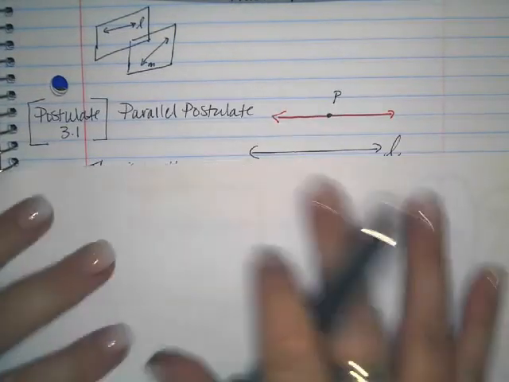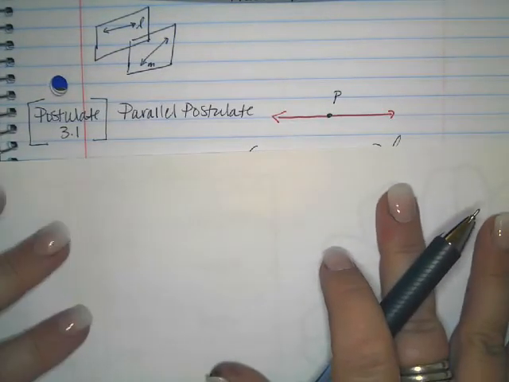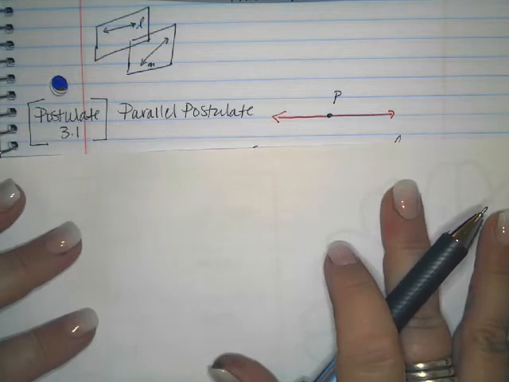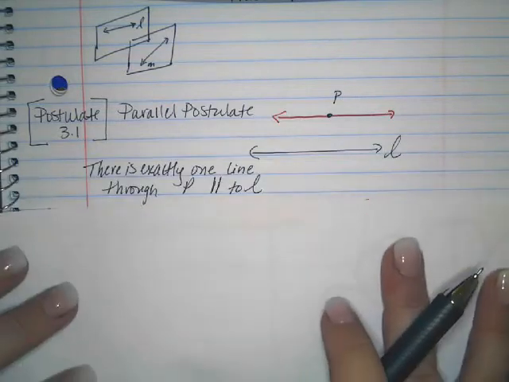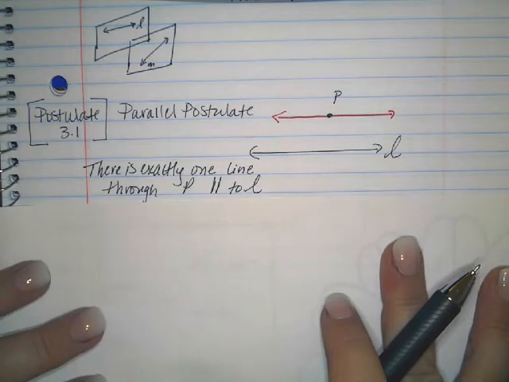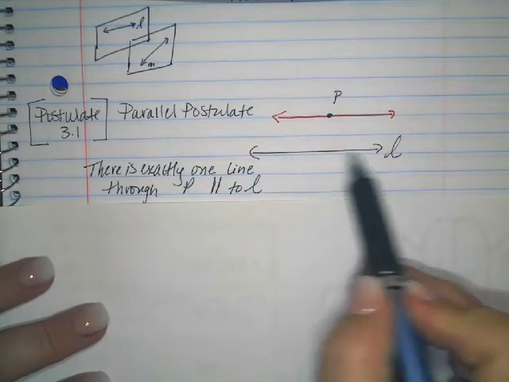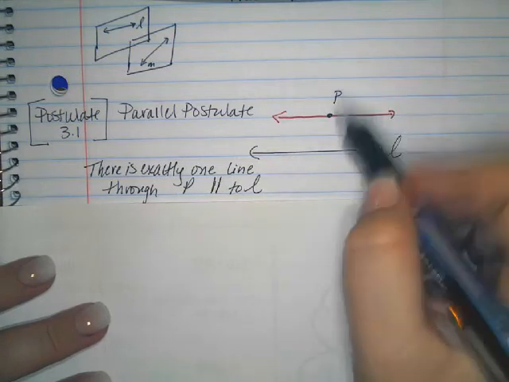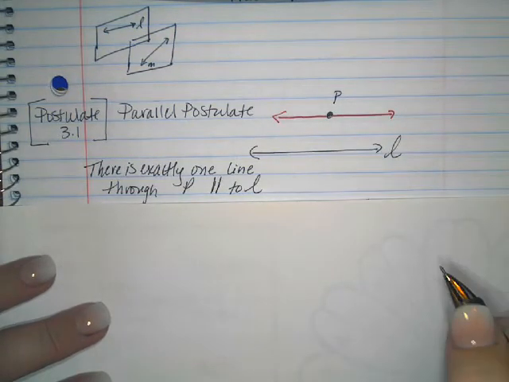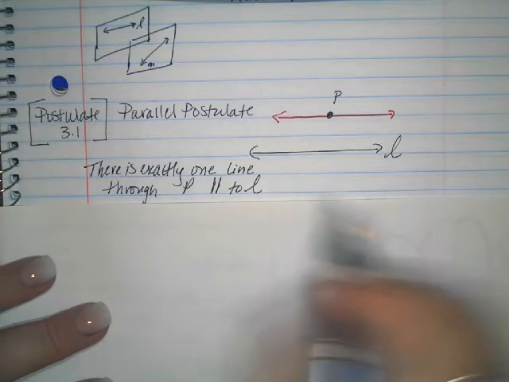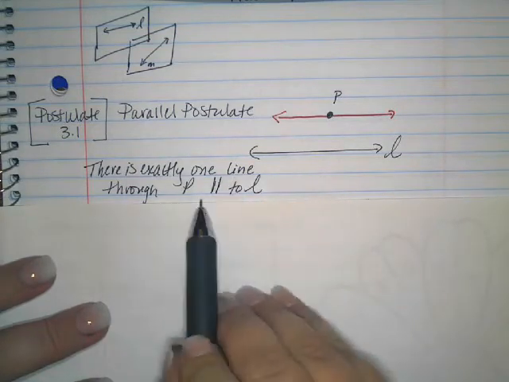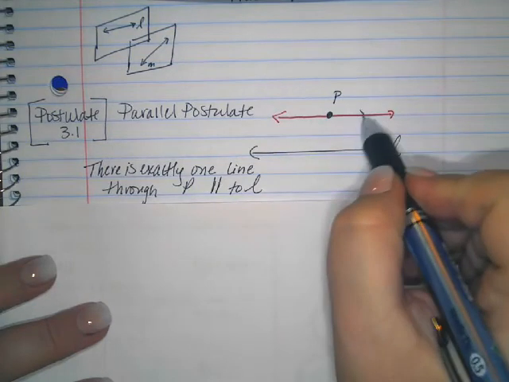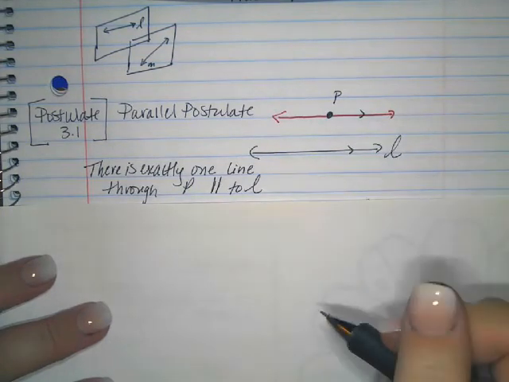In the next part, we get into our first postulate of this section, and it's the parallel postulate. So still talking about those parallel lines. And what it says is, if we have a line, so here we have a line L, and we have a point P, and this postulate tells us that there is exactly one line that goes through P that's going to be parallel to L.